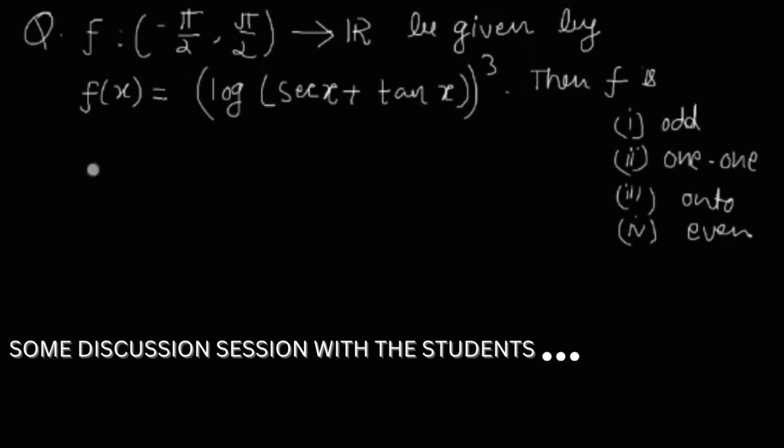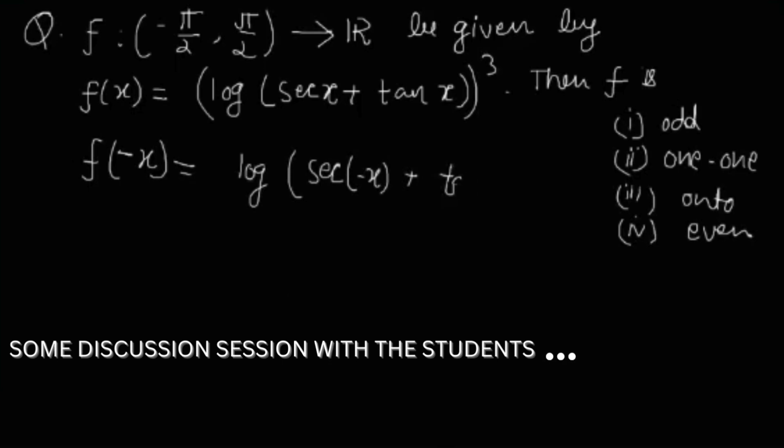It's simple. Just put f of minus x. We don't know whether this is odd or even, right? So I will start with f of minus x, because the result of f of minus x defines whether it will be odd or even. So this is nothing but log of sec of minus x plus tan of minus x, whole cube. This whole cube is outside the log.